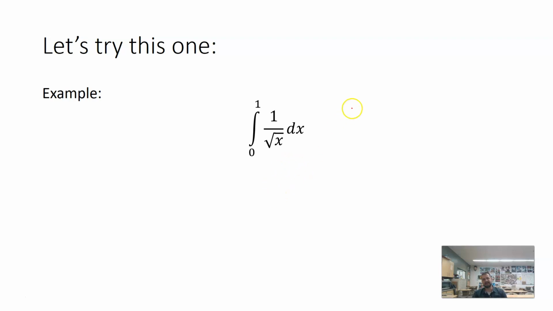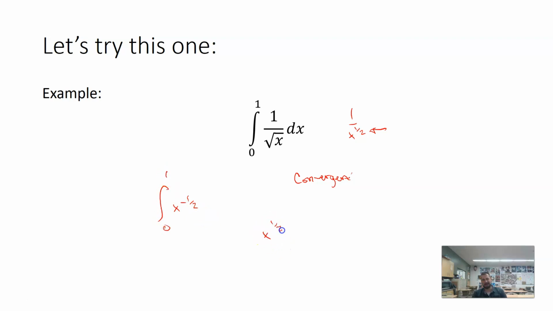Now I look at this, and this is 1 over x to the 1/2 power. I can see right away that that power is less than 1, so if I were going to infinity, this would be divergent. But because I'm going from 0 to 1, and I've got myself an asymptote at x equals 0, I could say that this is convergent because that power is less than 1. So all I would do now is move that x up to the top. I get x to the negative 1/2. And then I would take the antiderivative of that.